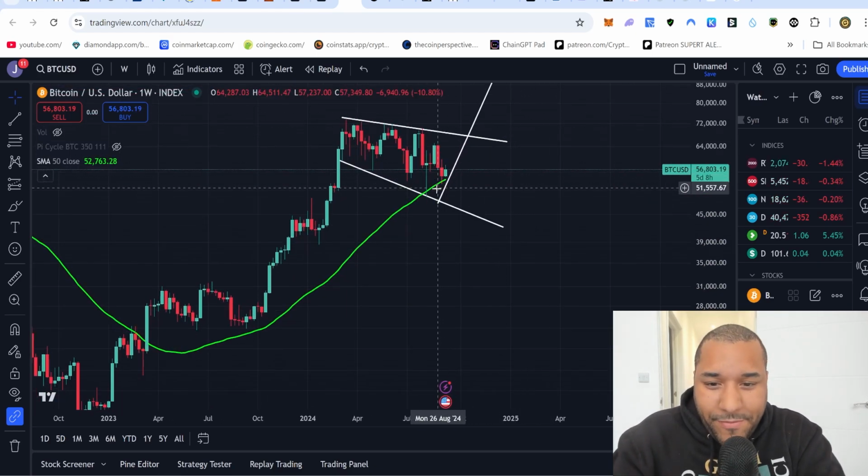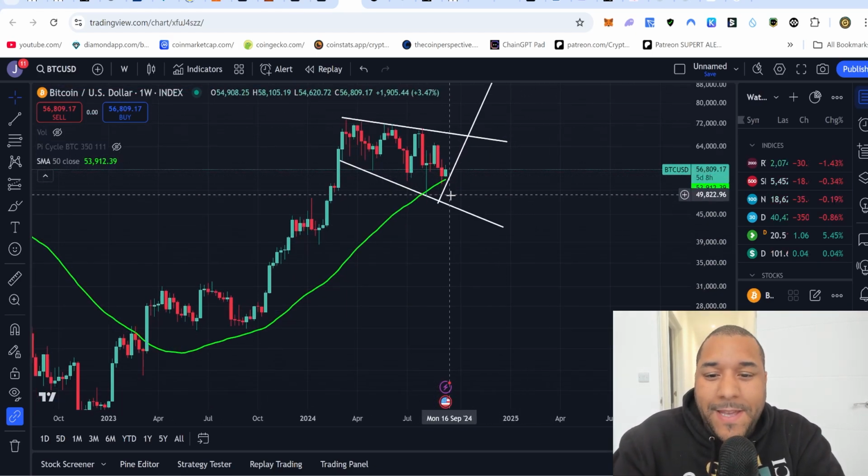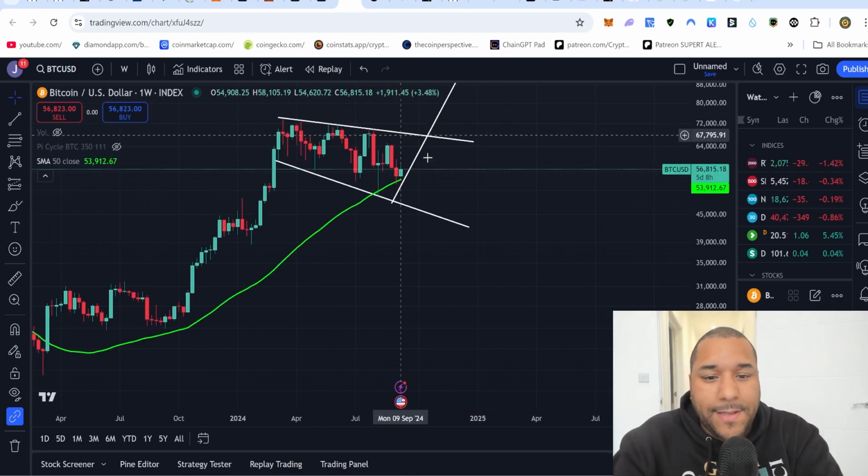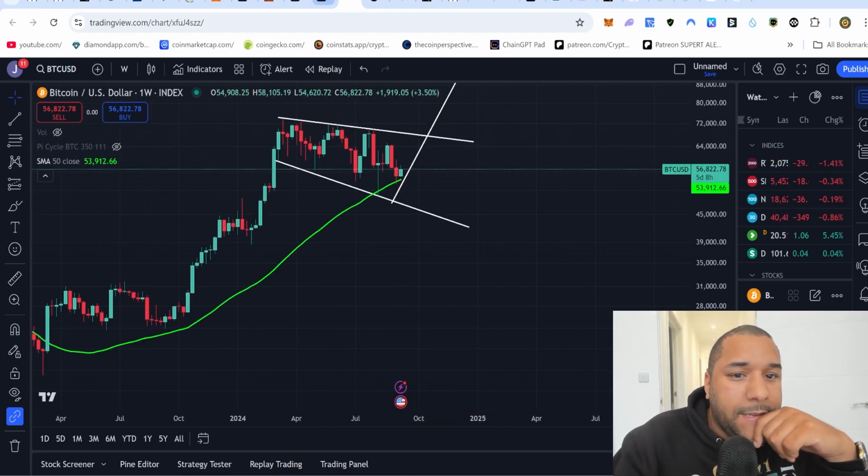We do not want to see it break this 50-week, because if it comes down and starts printing candles underneath, you can just call this null and void. It won't happen. So let's take a look at this.